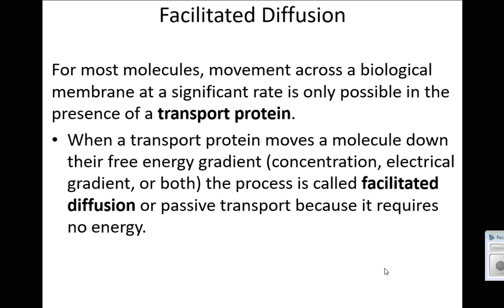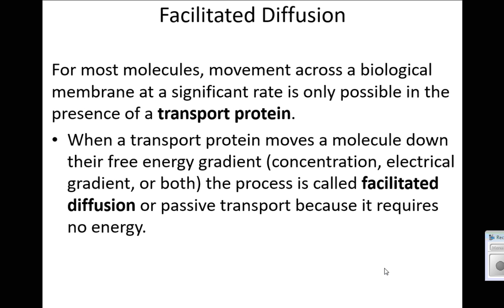For most things, though, just like us, we can't get in and out of rooms directly through the wall. We need something that allows us in or out, like a doorway or, in this case, a transport protein. The concept is still the same. We're going down the gradient from high to low. This could be concentration, electrical, or both. We call this facilitated diffusion.